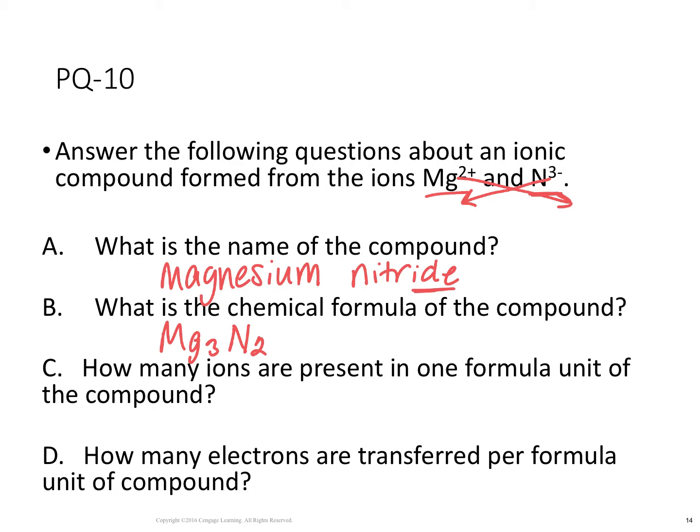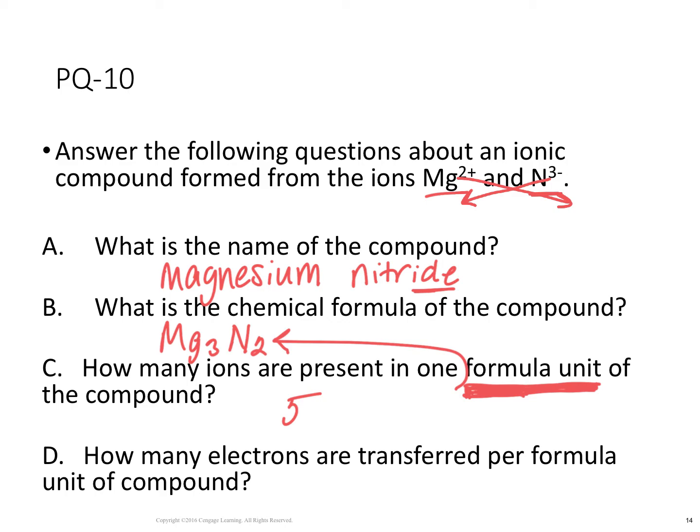How many ions are present in one formula unit? So here's a new term. Formula unit is one piece of ionic compound. Ionic compounds are repeating units. Formula unit is just a single piece. And when we write our ionic formulas, that is a formula unit. So within that formula, there are 3 magnesium ions and 2 nitrogen ions. So there are a total of 5 ions in one formula unit.